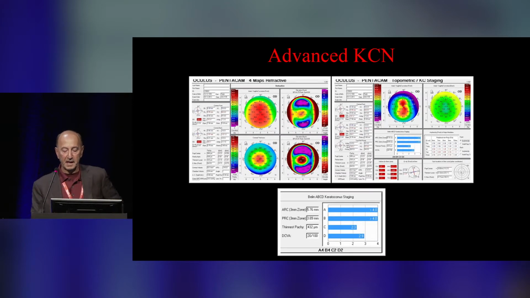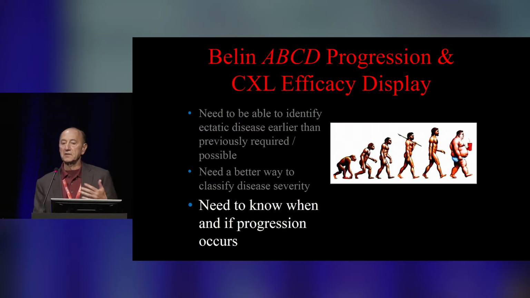Here's an eye with advanced keratoconus. You can see again, A is over the scale. It's a markedly ectatic anterior surface, markedly ectatic posterior surface, a moderately thin cornea at C2, and moderate decrease in vision at D2. But the real goal of this was not just a classification.